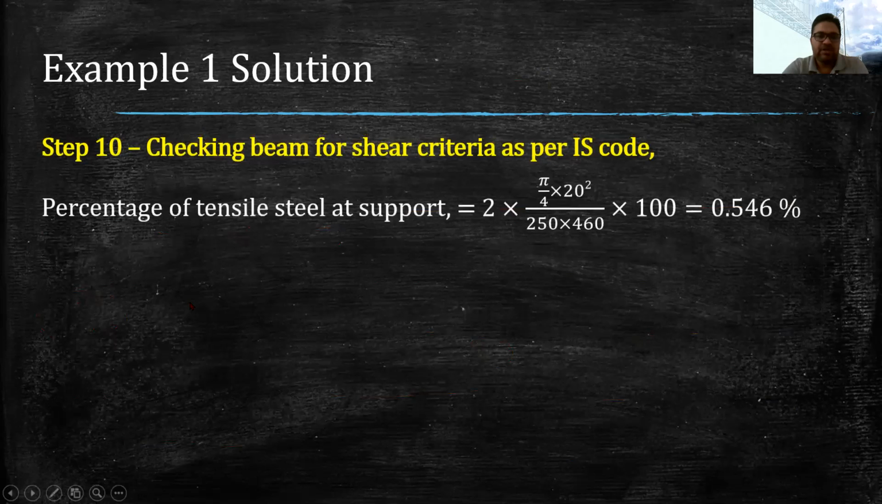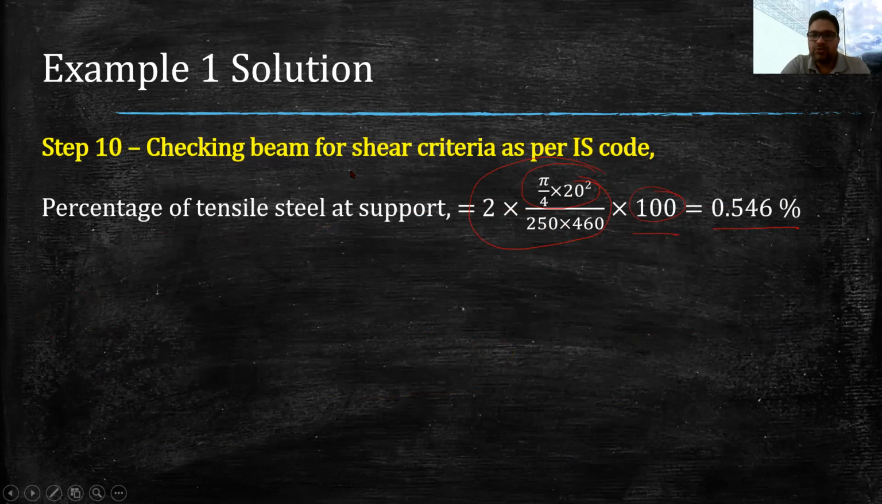Now we will calculate the percentage of tensile steel at support. At support, this is how we calculate the percentage of steel: 2 into the area of cross section of 1 bar, divided by the effective area of cross section, and the whole multiplied by 100. So the percentage of steel at support is 0.546.